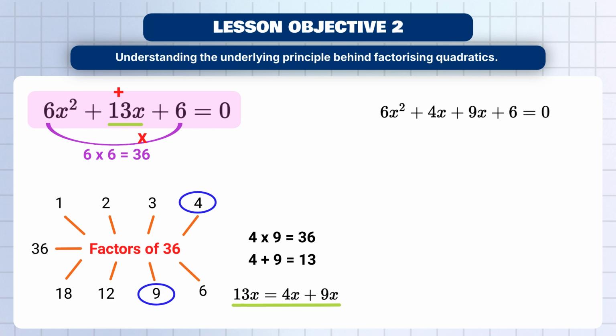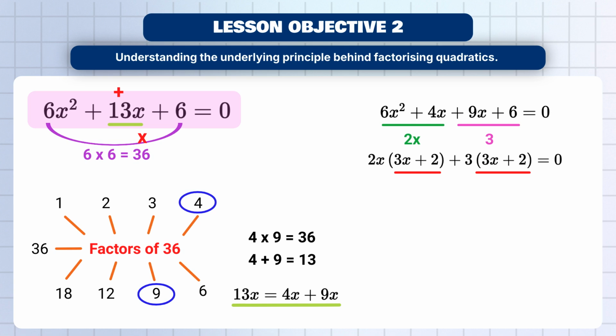We now rewrite 13x as 4x plus 9x to get 6x squared plus 4x plus 9x plus 6 equals 0. Next, we factorize the first two terms and the last two terms separately. 6x squared and 4x have a common factor of 2x, while 9x and 6 have a common factor of 3. The expression can thus be rewritten as 2x times (3x plus 2), plus 3 times (3x plus 2), which equals 0. Note that the two brackets are the same, so we can rewrite this as (2x plus 3)(3x plus 2) equals 0.